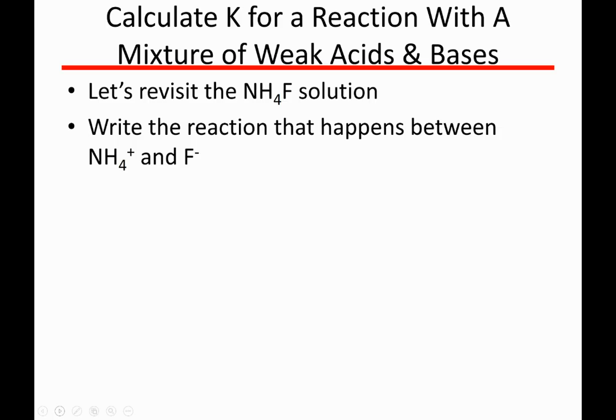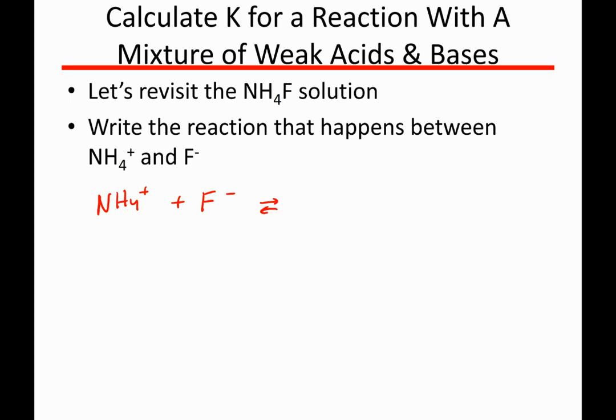But you could also do a reaction between the NH4 plus and the F minus ion, right? Because the NH4 plus is an acid and the F minus is a base. So there's no reason why you couldn't react these two with one another. Let's go ahead and write out what this reaction is. And because both are weak, this is an equilibrium reaction. So NH4 plus, F minus, again, both are weak, so it's equilibrium.